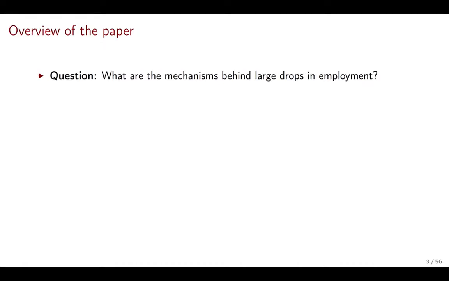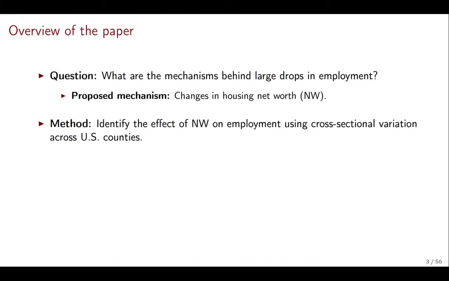Now, let me give you a quick overview of the paper. The big question is, what are the mechanisms behind large drops in employment during recessions? And what Mian and Sufi are going to tell us is perhaps it's changes in housing net worth. So in particular, changes in the price of houses can affect the net worth, or if you like, the wealth of households. These households are the consumers in our model. And so basically what they're saying is as net worth goes down, so does the demand of consumers.